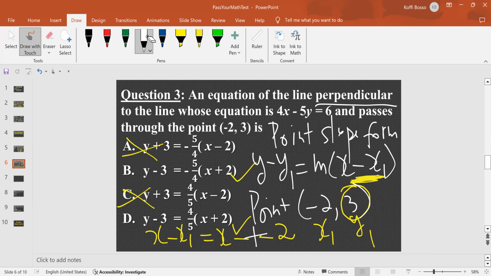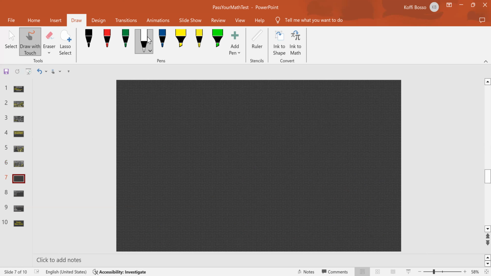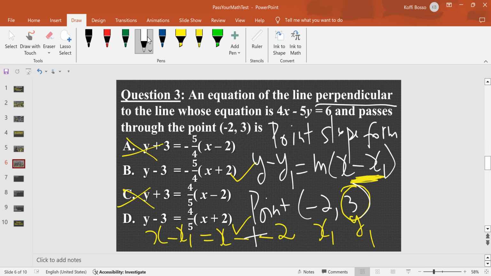Now, in the given equation, what is the slope? Let's check that. We find the slope and we're going to use negative reciprocal of that. So they say 4x minus 5y equals 6. 4x, okay, minus 5y equals 6. And we want to find the slope of that. 4x minus 5y equals 6.